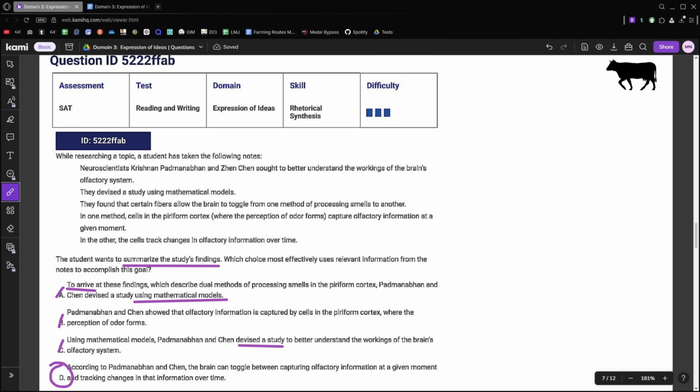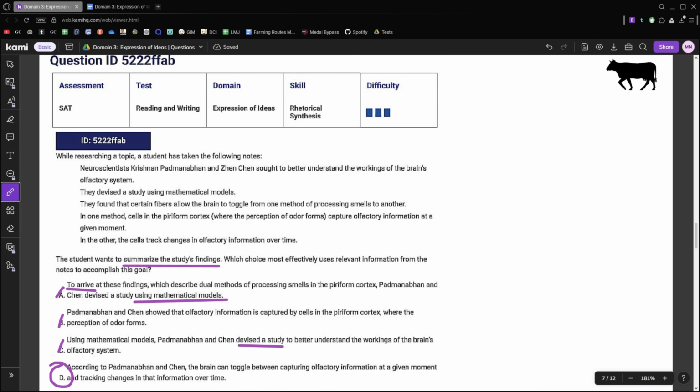According to these two people, that is a dead giveaway. "According to these two people" means that this information is accredited to them. This information is what they found, and that's why we're citing them as the source. And then if you keep reading, the brain can toggle between all that. That is the findings. So that's why D would be our answer.